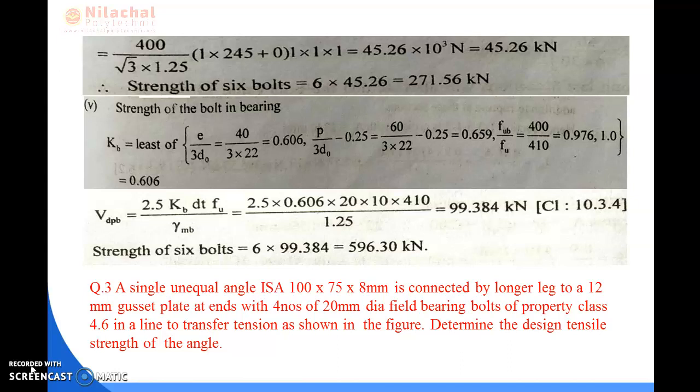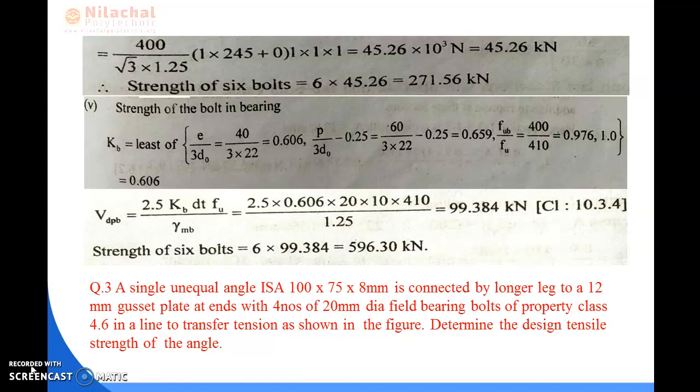So in the last class we discussed the strength calculation of tension members, and we solved a problem based on plate sections and flats. Today we will discuss the strength calculation of an angle section. So let's get started.